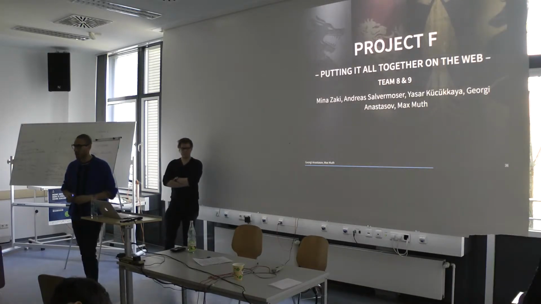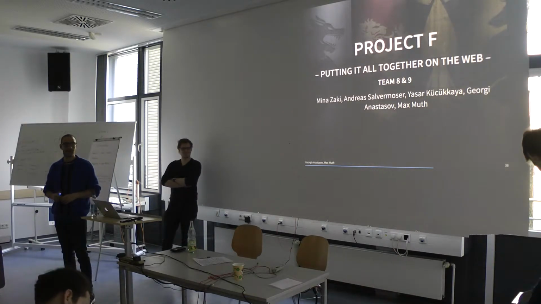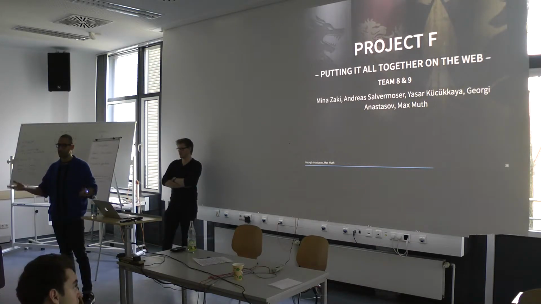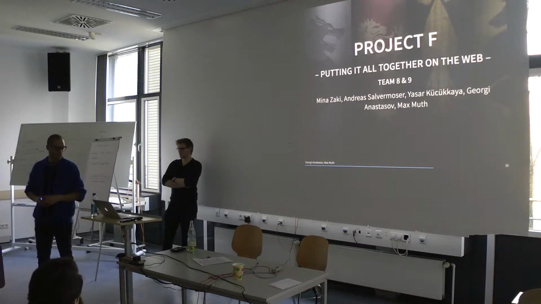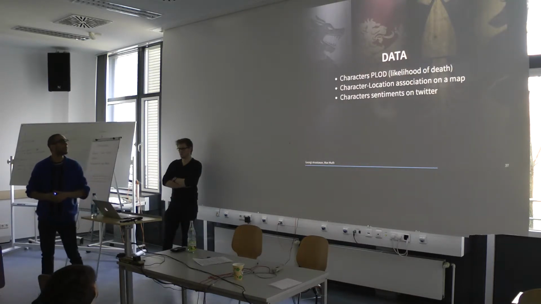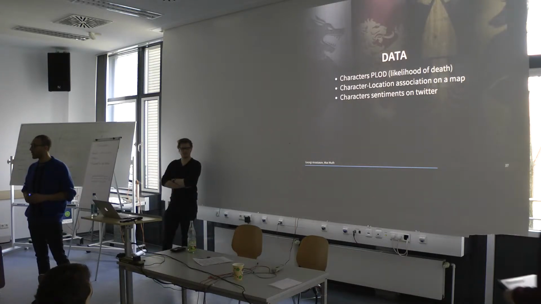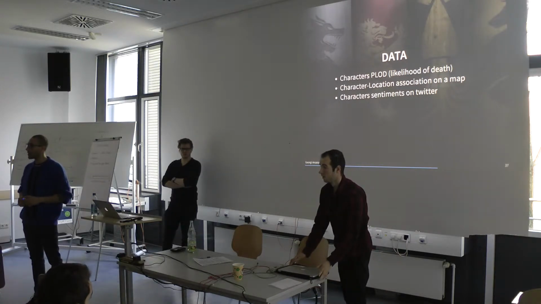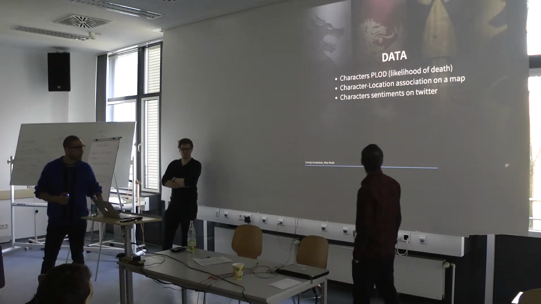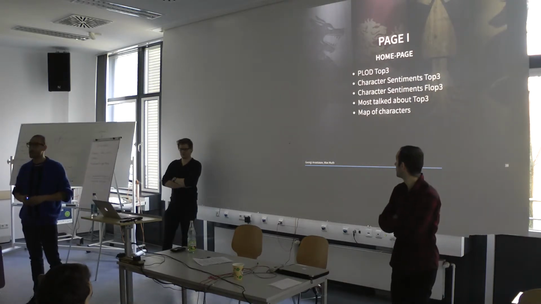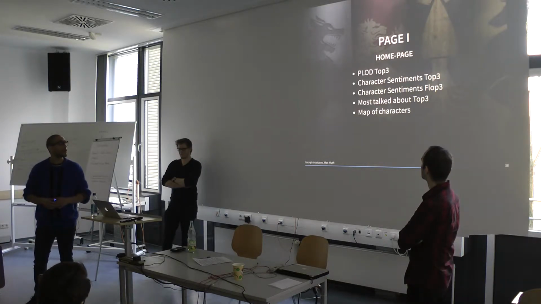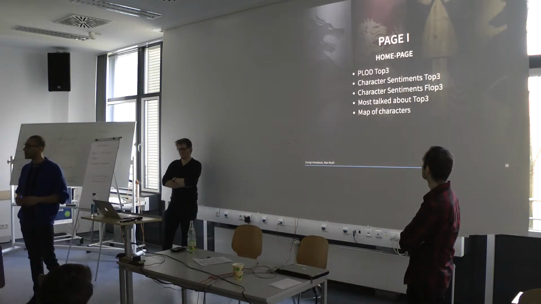Okay, so we're Project F. I'll make this fast. Because it's two teams, we are responsible for taking the awesome work the other groups did and presenting it in a nice way to the users. So first, all the input that we have: the PLOD, the likelihood of death of the characters. We have the character location association on the map, and also the Twitter sentiments of the characters. In the beginning, we have the first page, the home page, having the topmost PLOD, and the top 3 character sentiments, and the flop 3 character sentiments. Also, we're going to have the map, which shows the association of the characters on the map.